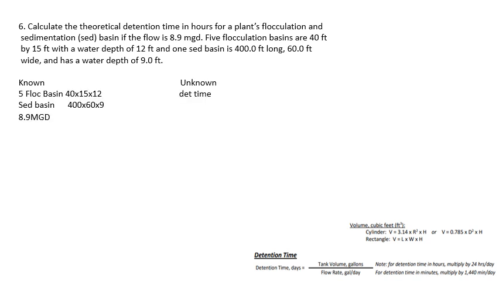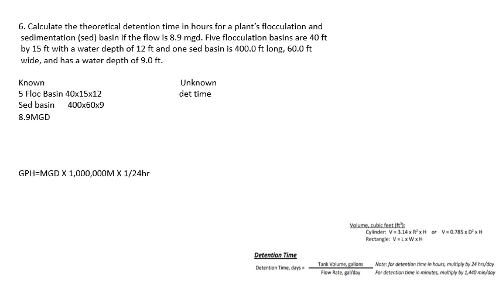So again, your knowns and unknowns: you have your 5 flock basins with the dimensions, sedimentation basin with its dimensions, and a flow of 8.9 million gallons a day. You're still looking for detention time. This time I'm going to solve it backwards because it's worded backwards in the problem. So we'll go ahead and do the gallons per hour first.